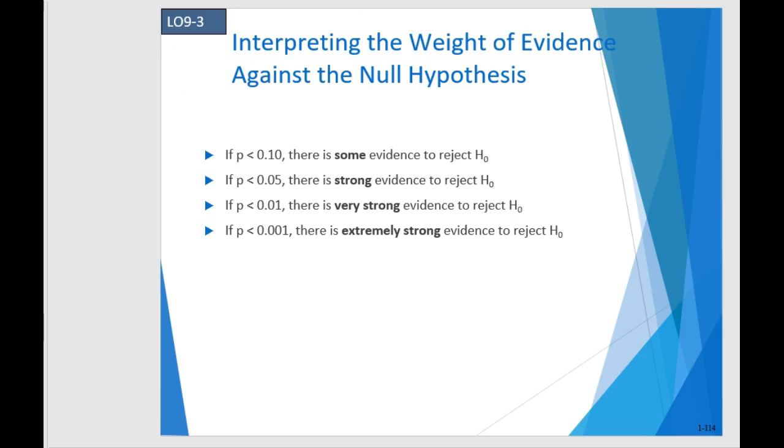Okay, so this just talks a little bit more about p-values, but can also be applied to alpha level. When a p-value is less than 0.1, some evidence of rejecting H0; less than 0.05, strong evidence; less than 0.01, very strong; and less than 0.001, extremely strong evidence for rejecting H0. Again, we'll get more into that when we do computer output.